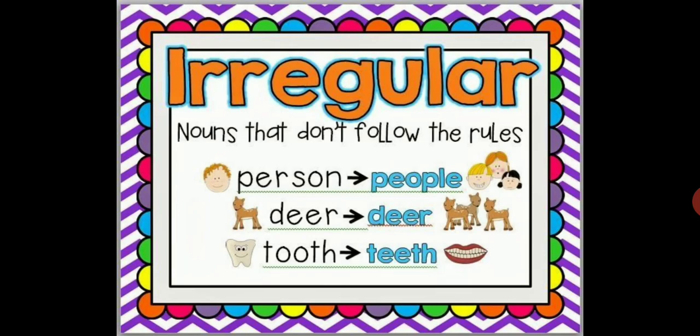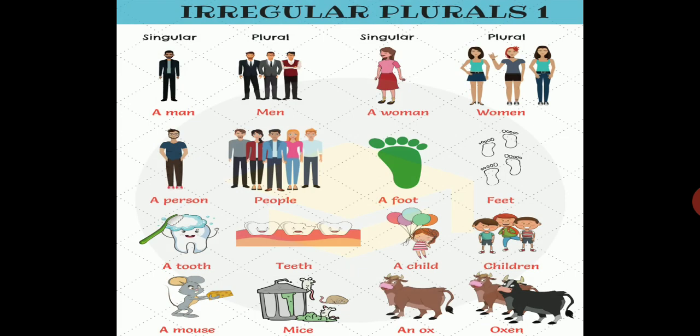So, now we can say that irregular nouns do not follow any rules when we are making them in a plural form. Person, people, tooth, teeth. Let's see more examples. Here we have some examples of irregular plurals.